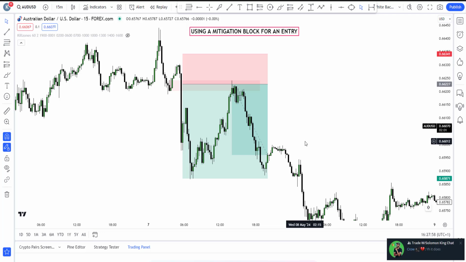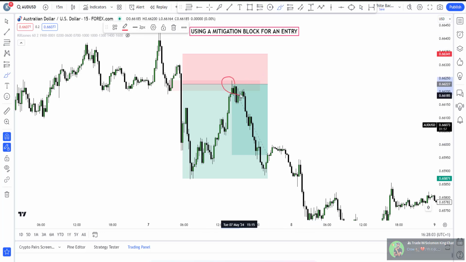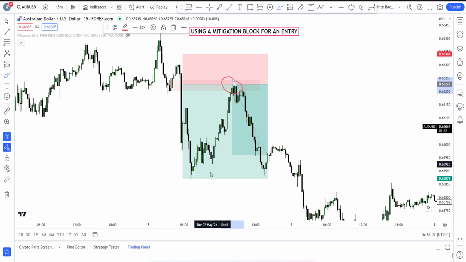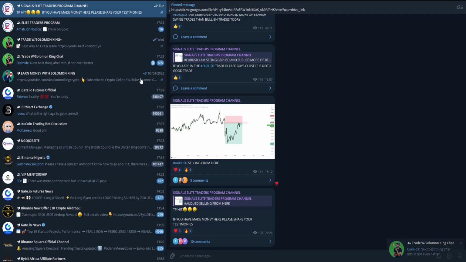And fortunately enough for me, I got an entry, was it not yesterday, just a day before yesterday. I got this entry on Aussie dollar and it was a perfect entry for me. So I wanted to just share with you how you can use mitigation block, breaker block, and different other ICT concepts for trade entry. So this signal came in and I quickly shared it with my community, guys.